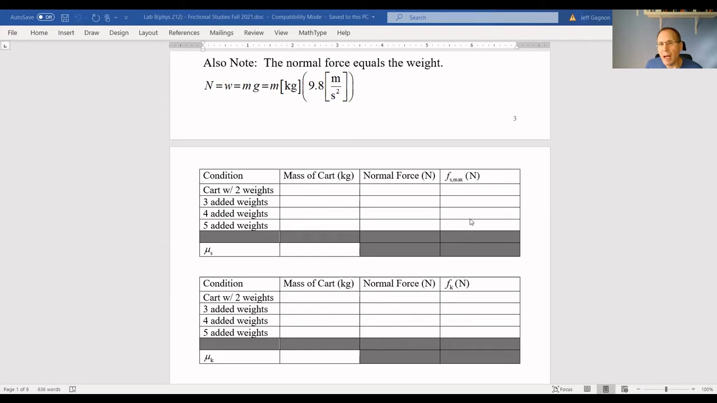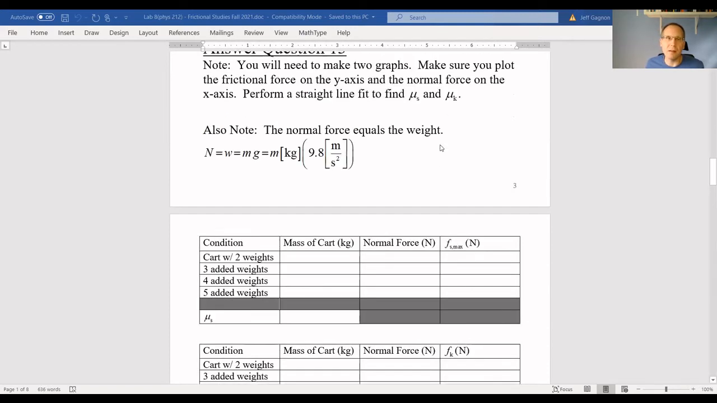Now, the Fs max and the Fk, remember, this is the information that comes from using the force sensor and reading off these values from the graph, from the data logger, from the GLX device. So these are values that you're going to have to get from your lab partner, or contact me if for some reason you can't get the information from your lab partners.